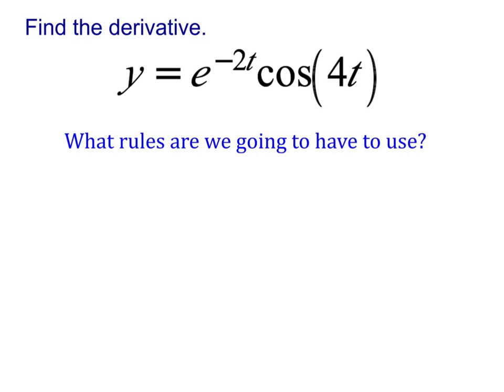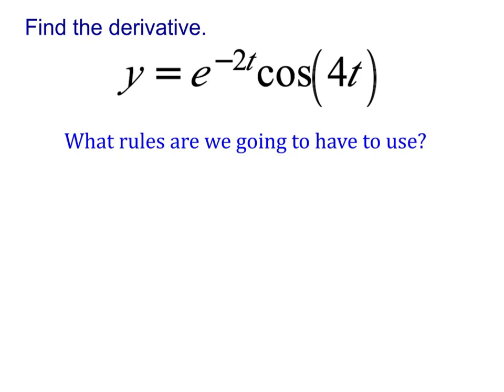So first up, the planning phase. So what rules will we have to use? Well, you'll notice that we have the e to the negative 2t times cosine of 4t. So that already tells me it's product rule. Then, the two that I'm multiplying together are these functions.